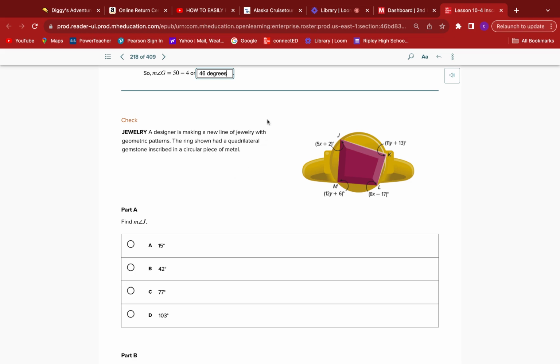And what that means to you is angle J plus angle L equals 180. Angle M plus angle K equals 180. And they want the measure of angle J. All right, angle J is across from angle L. I'm going to add these together. The 5x plus 2, the 8x minus 17, set it equal to 180. Solve for x and then plug in.